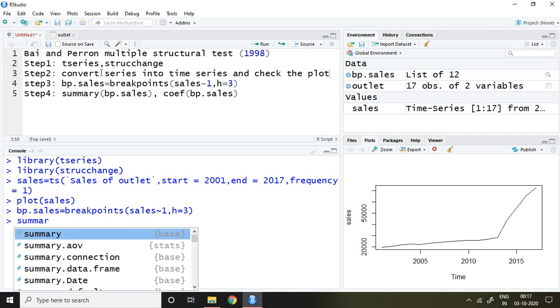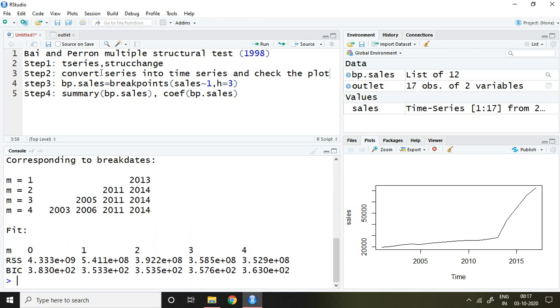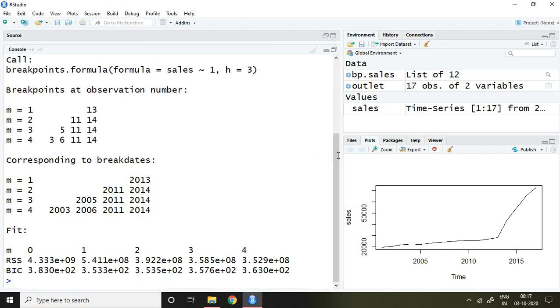Now I simply write summary bp.sales and enter. Well, this is the outcome of my Bai and Perron test. M equal to 1: what is the meaning of it? It says that if you consider only one breakpoint, then observation number 13 would be your structural breakpoint.